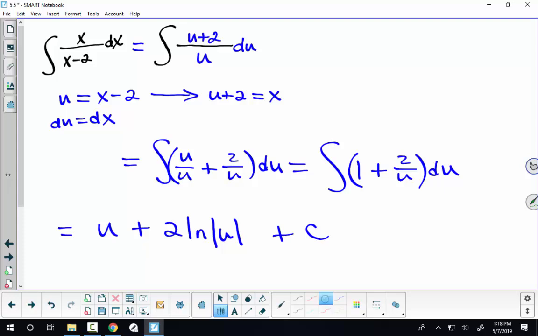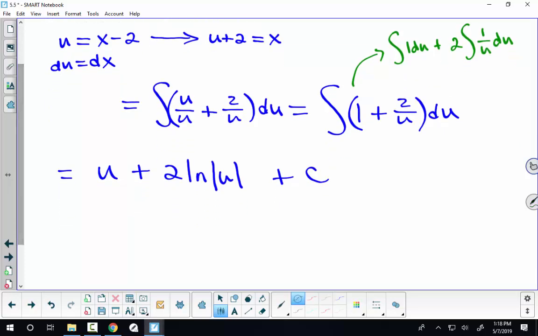I'll write this here. So there's our u plus 2 natural log absolute value of u plus c. And then we can resubstitute, u was x minus 2. X minus 2 plus 2 natural log absolute value of x minus 2 plus c.